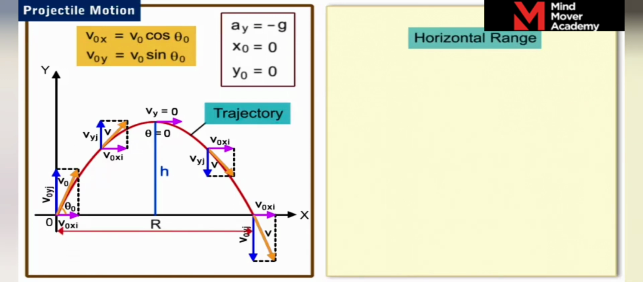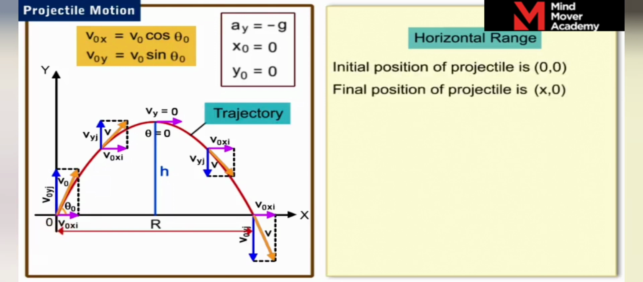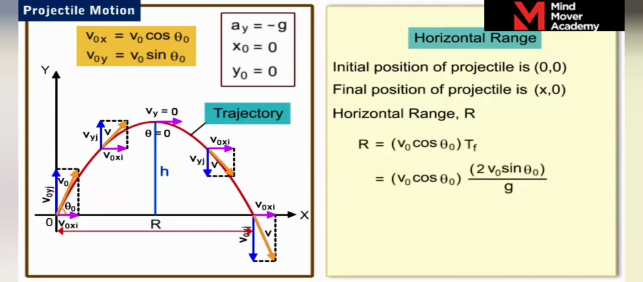This is the horizontal range of the projectile. Here the initial position of the projectile is 0, 0. The final position of the projectile is x, 0. X is known as the horizontal range R of the projectile. This is the horizontal distance traveled by the projectile during its time of flight Tf. On substitution and simplification, we get R is equal to v0 square into sin 2θ divided by g. Let this be equation 9.